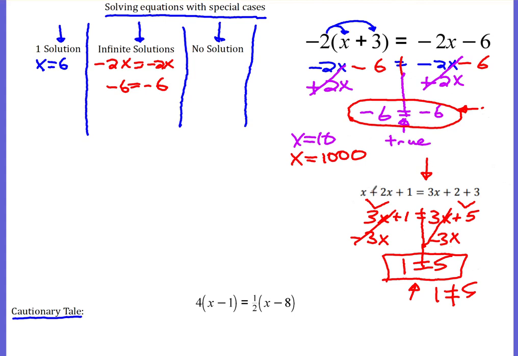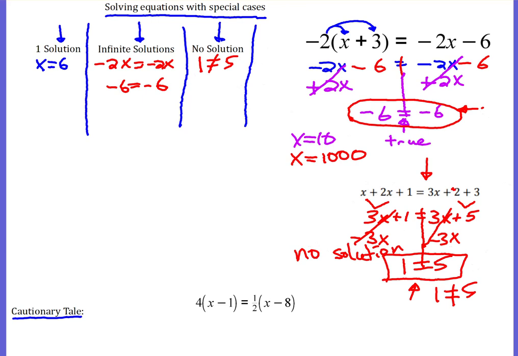If I plug in something to the left-hand side, the right-hand side is always going to be 4 or more, no matter what. So if I get something like this, I know that is fundamentally untrue. So this has no solution.